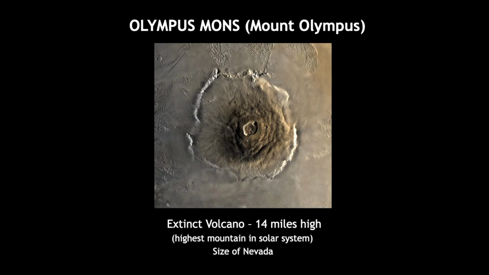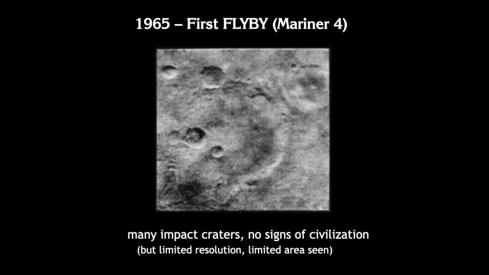One of the largest volcanoes on Mars, from what we're aware of, is Olympus Mons. This is an extinct volcano, about 14 miles high, so it's the highest mountain in the solar system. It's about the size of Nevada. Here's the Mariner 4, which flew by Mars. We focus on the Mariner 10 with Mercury, but here's the Mariner 4 in 1965. We had the first flyby. These are the pictures, and you can see the little meteorite impact craters.